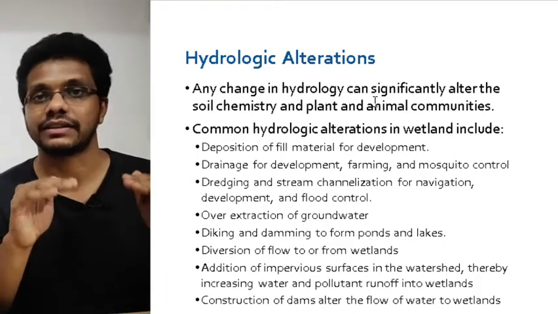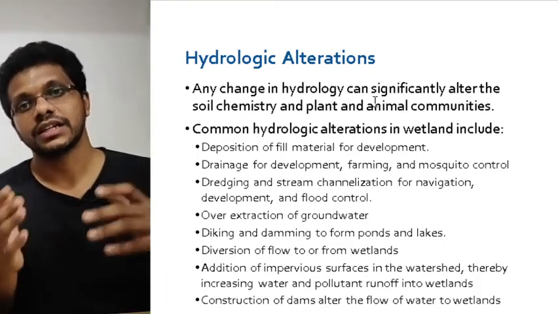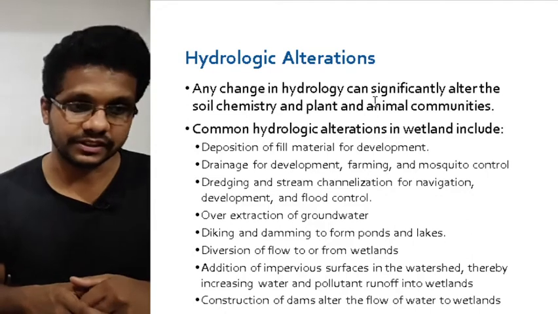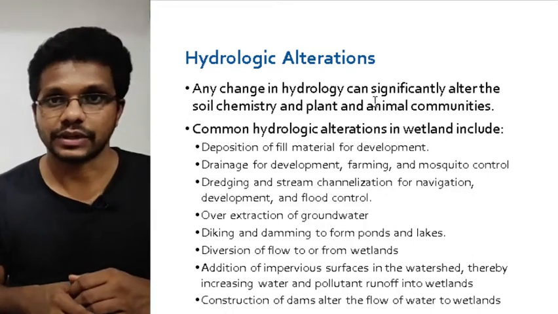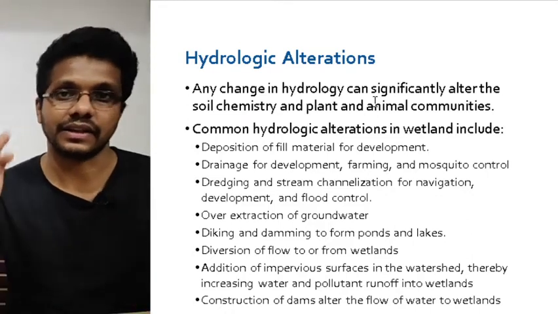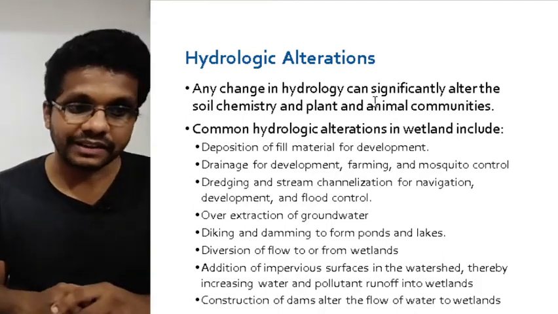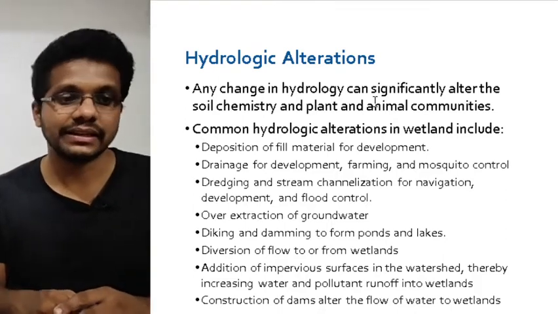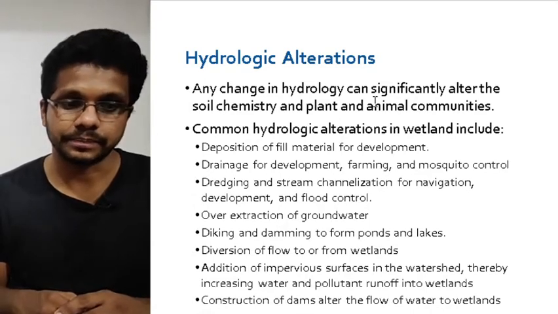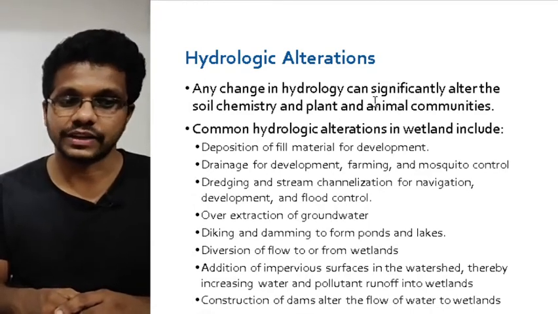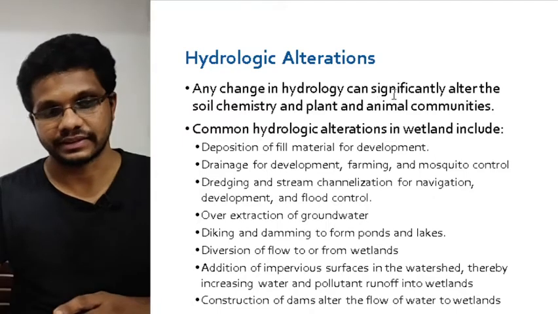Wetlands need to have the water table. If the water is lost, the properties will change. Then over-extraction of groundwater from the nearby areas will reduce the water table. Then there is diversion of flow to or from the wetland. The construction of dams alters the flow of water to the wetlands.